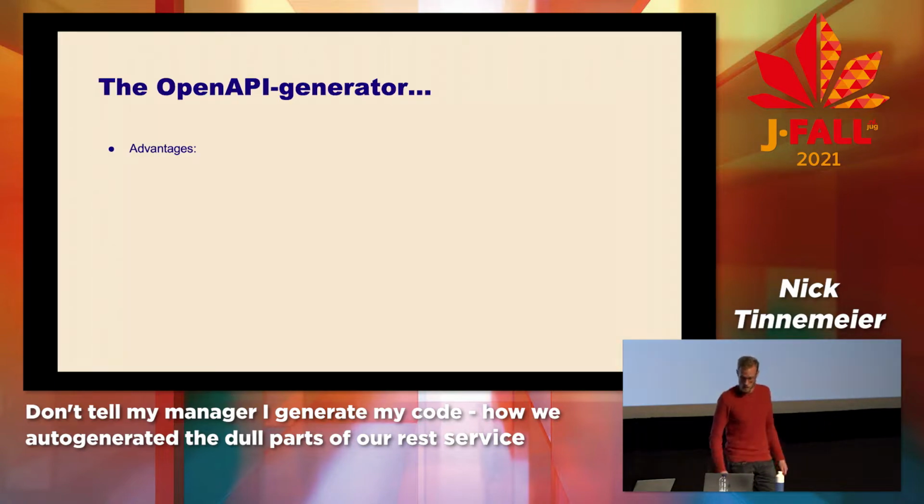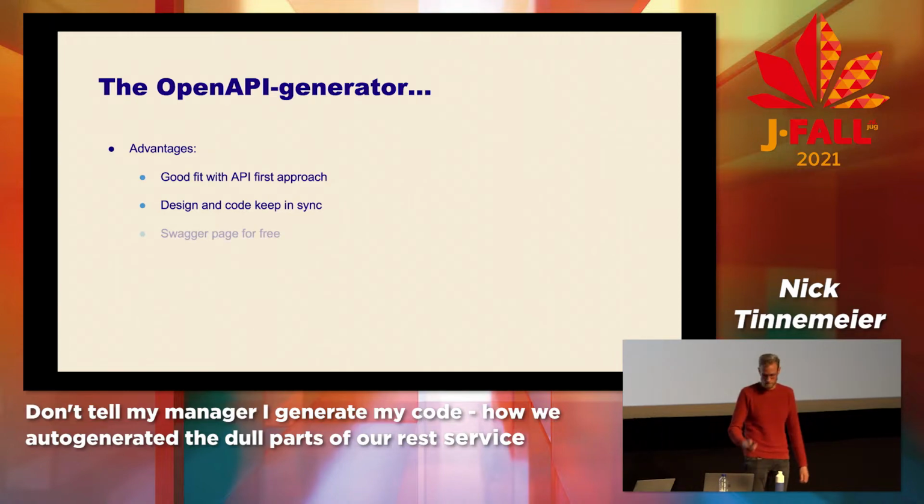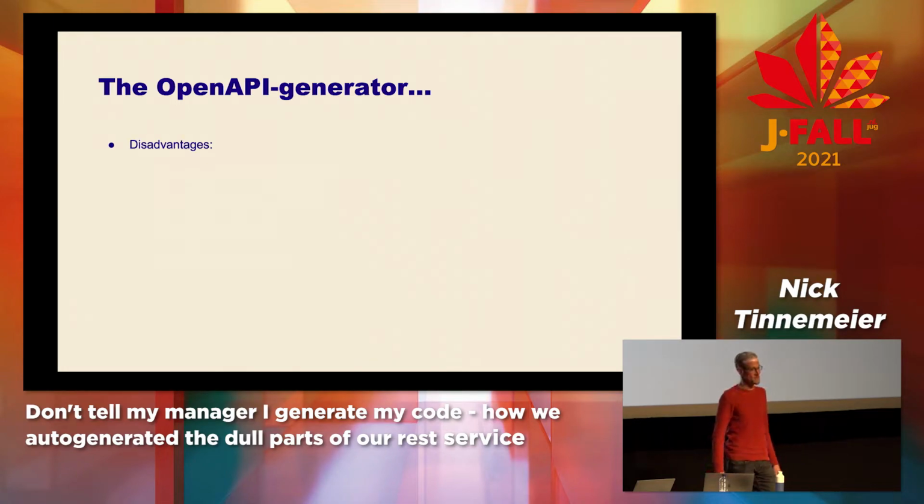So, to summarize, the OpenAPI generator is a good fit with the API first approach. Really useful because it keeps your design and code in sync. If you change your design, generate it, and it will generate the code for you. And you get a Swagger page for free. And you don't have to write any code. That was the whole point, right? It also has some disadvantages.